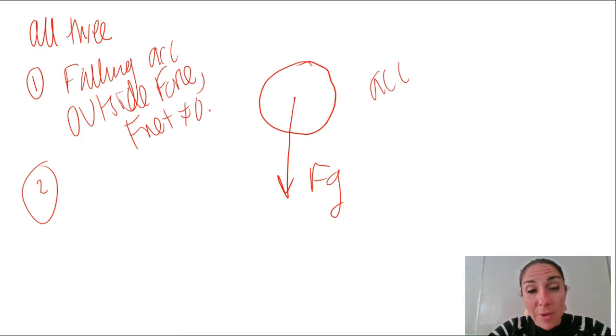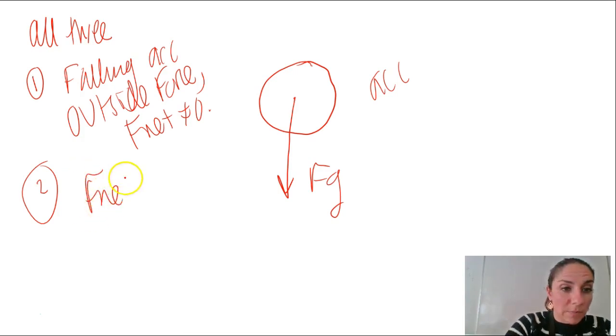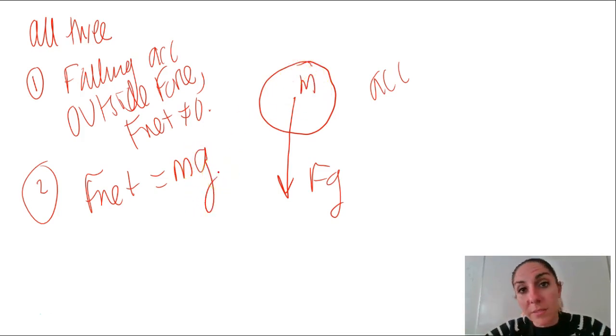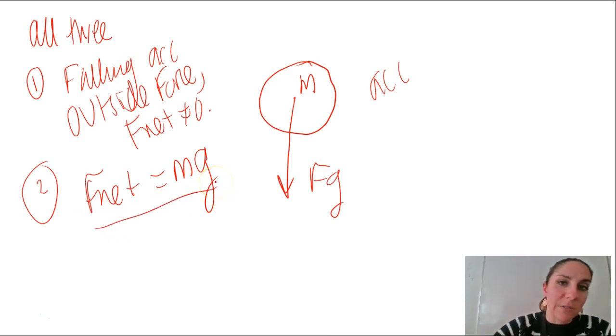Now the magnitude of the net force can be modeled by the mass of the object times the acceleration. In this case, the acceleration is the acceleration due to free fall. So this is how we can use Newton's second law here, where we have the rate of the acceleration and the magnitude of our force.